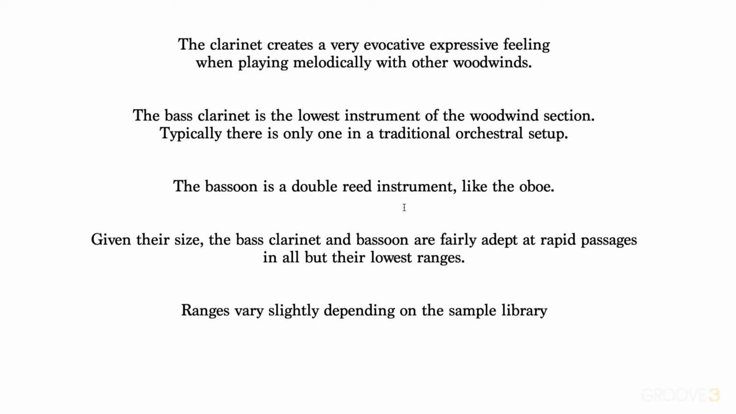And the bassoon is a double reed instrument like the oboe, again in the lower range, similar to the bass clarinet, and they kind of serve similar duties in the orchestra. Bass clarinet and bassoon are great for rapid passages in their higher ranges. And the ranges of all these instruments depend on the sample library you're using. Some have extended ranges, as do some real instruments and real performance techniques. We'll see you for more in the next video.